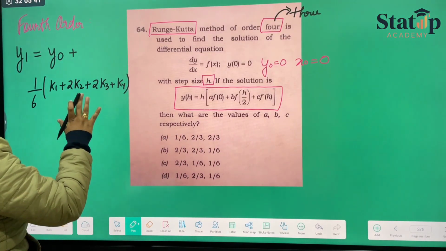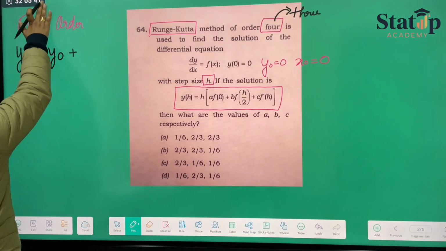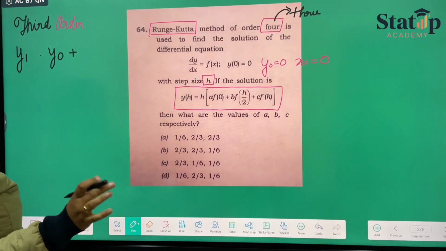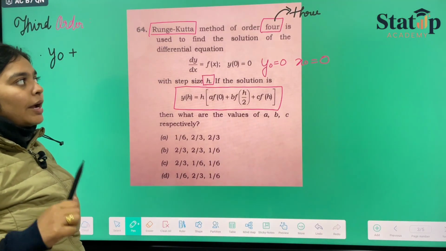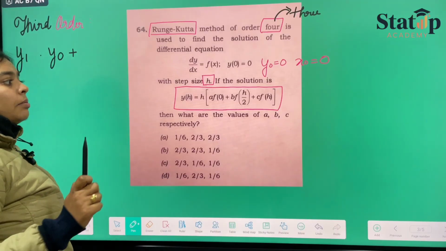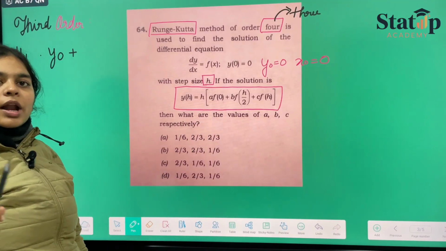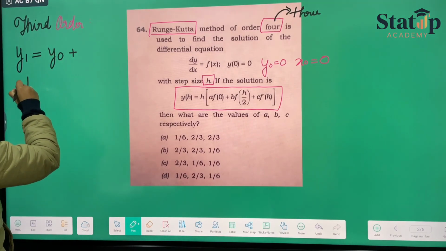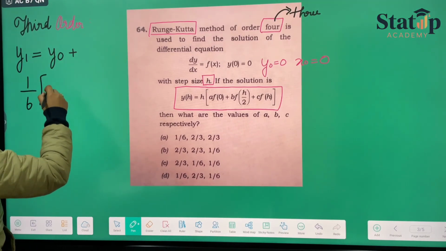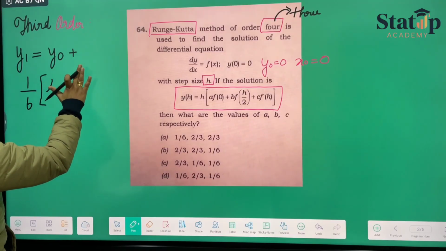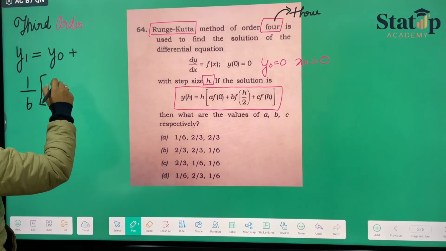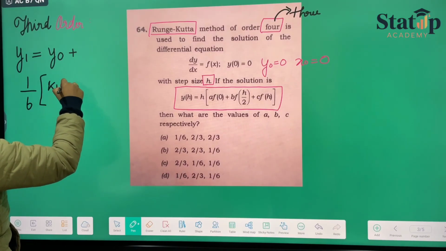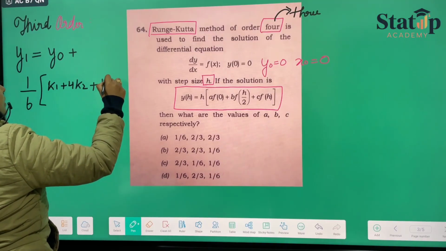So instead of fourth order, we'll calculate it for third order, because the number is 3. Don't get confused in the examination. They confuse you by using this 4 and third order, but you can see the number of terms here and you can answer the question from that. So for third order, it is 1/6 (k1 + 4k2 + k3).